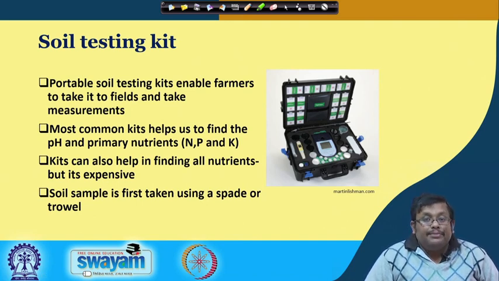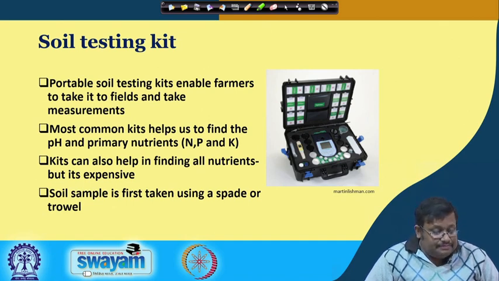And finally guys, I would like to show you another portable tool that soil scientists generally use in the field. We call it the soil testing kit. It is a portable kit which enables farmers to take it to the fields and take measurements. The most common kits help us to find the pH and primary nutrients, NPK, along with organic carbon, and kits can also help in finding all the nutrients, but it is expensive.